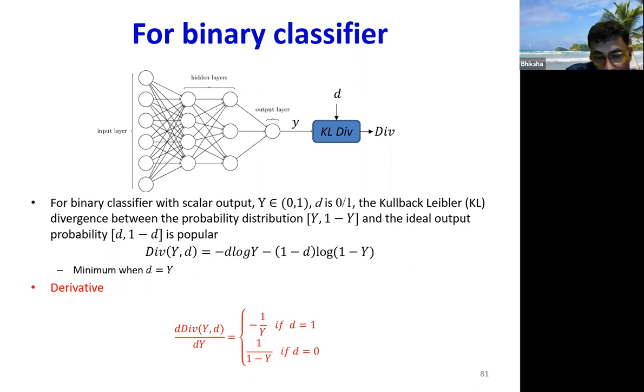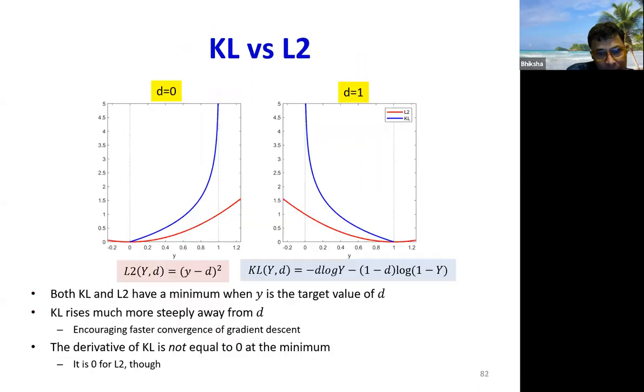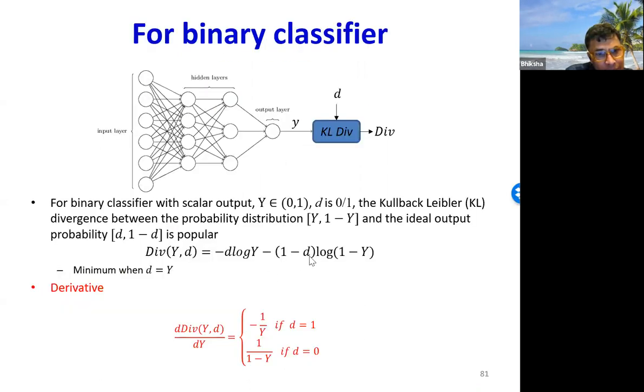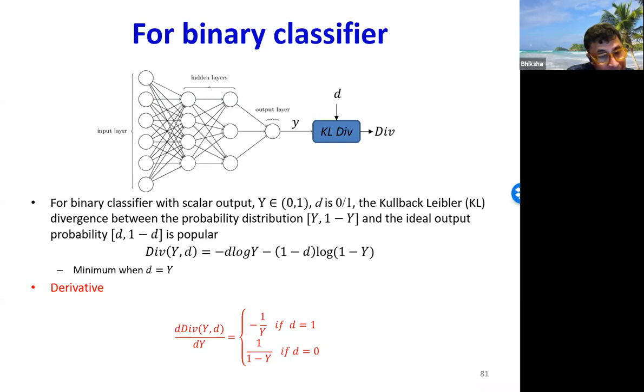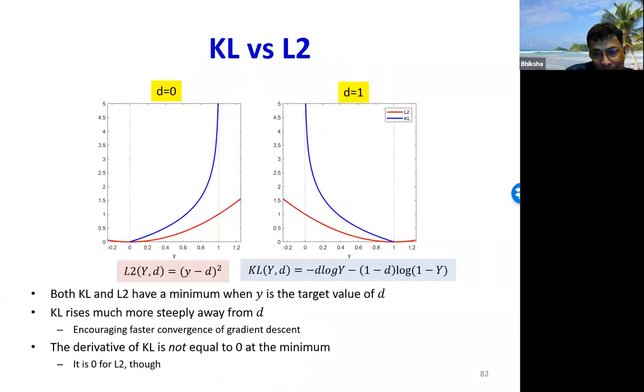I've been fooling you all along, saying that you have these functions and that at the minimum the derivative is going to be 0, correct? That's not required. The derivative may not be 0. And also, I can ask the question, why do I need a Kullback-Leibler divergence? I could pretty well have just used the L2 divergence, and that works too, right? Why KL and not L2? And the answer lies here.